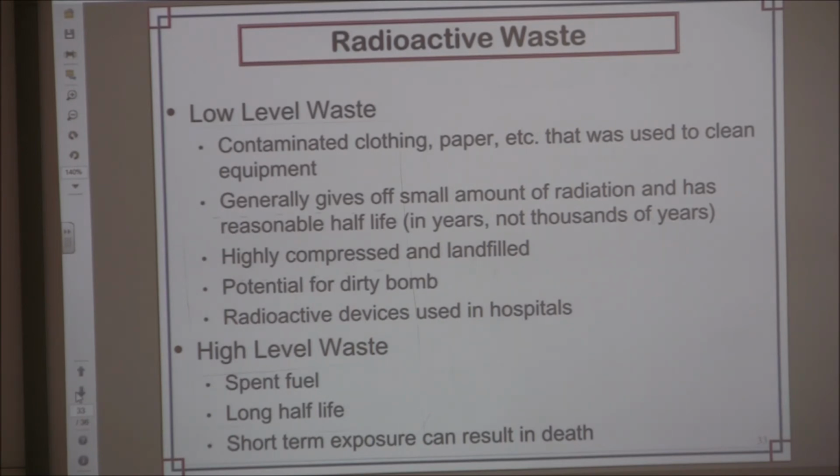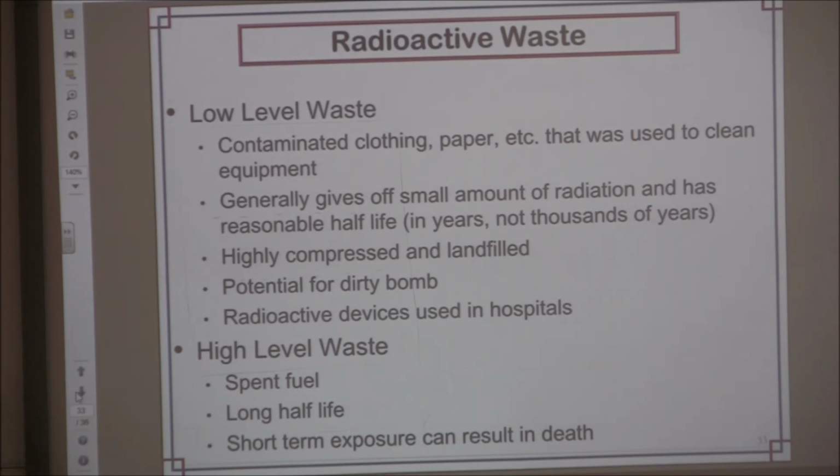Because it's expensive to dispose of it, you compress it and compress it and compress it. You make it as small as possible, and then you put it in a landfill. You can create a dirty bomb from it, right? So if you have some low-level waste, you can handle it. The person who's handling it may still get sick, but the bigger concern is if you create a bomb and then you explode it, now you've got all this material that's contaminated spread out over a wide area, and it takes a long time to clean it up.